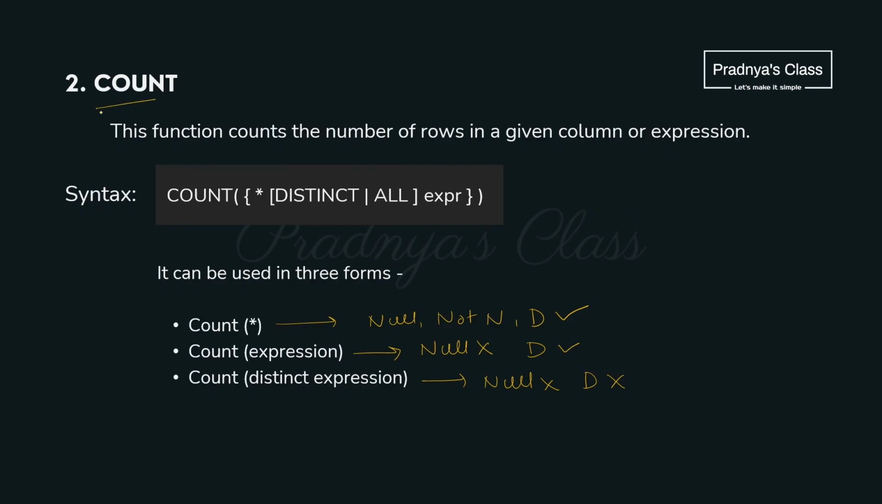In the same way, one more aggregate function is count. This is very important. It will count the number of rows in a given column. The count function can be used in three different ways: count star, count expression and count distinct expression. Count star means we have to consider everything: null values, not null values, even duplicate values. If we write count and then a column name or expression, it will not consider null but it will consider duplicates. And if you use distinct with the expression, it will remove the duplicates also.